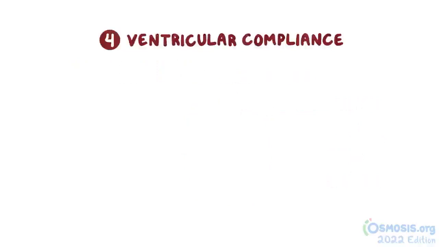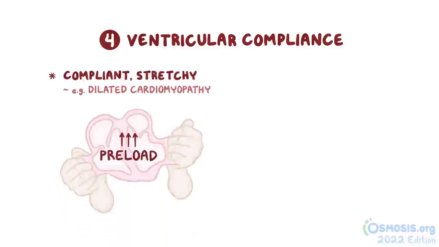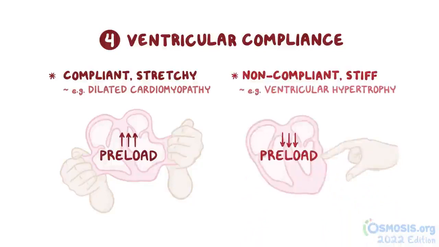Next factor is ventricular compliance, which is, simply said, the flexibility of the ventricles. Compliant, stretchy ventricles, such as seen in dilated cardiomyopathy, increase preload, while non-compliant stiff ventricles, such as seen in ventricular hypertrophy, decrease preload.